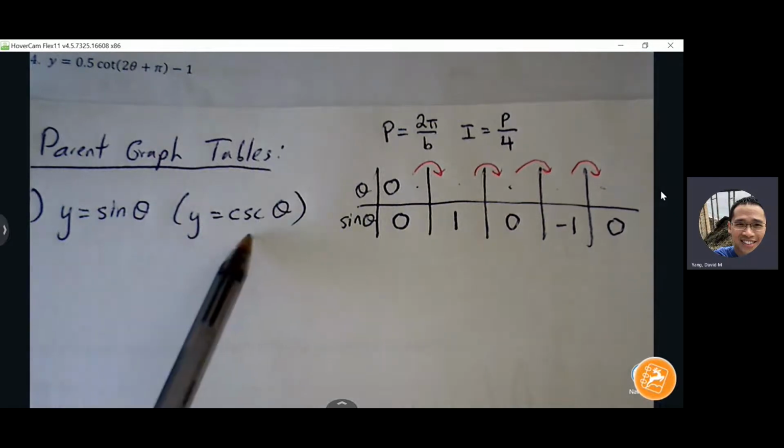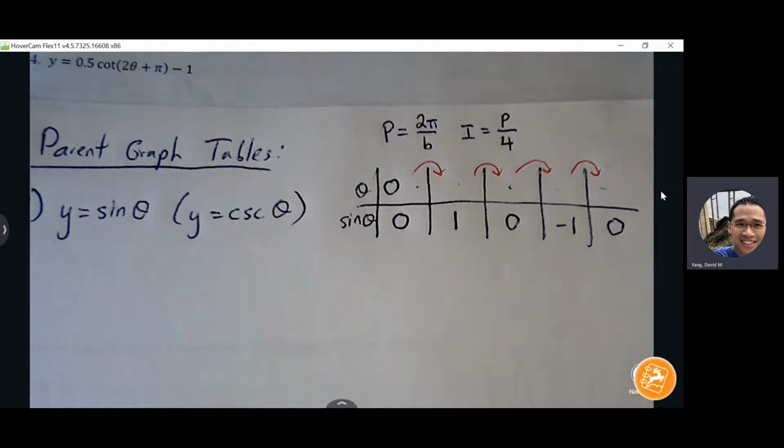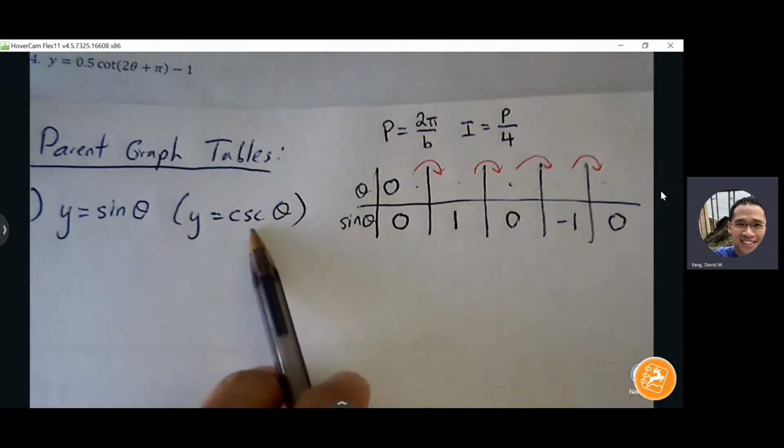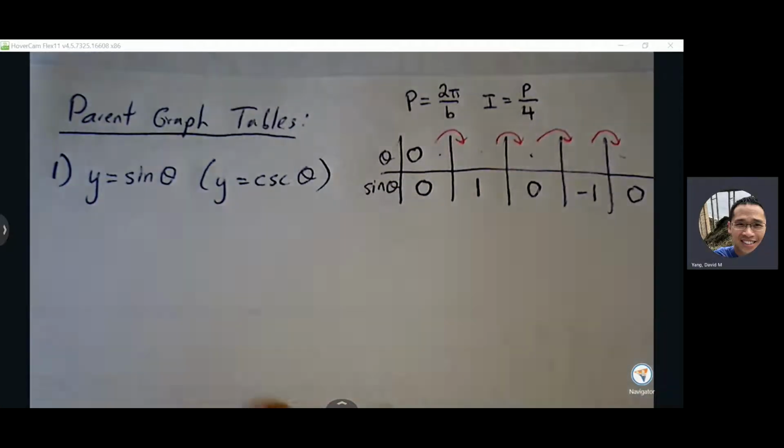The only thing I saw was some of the students got cosecant mixed up with what the relationship was. I think some people were doing cosine with cosecant. But for the most part, I didn't see any issues there.